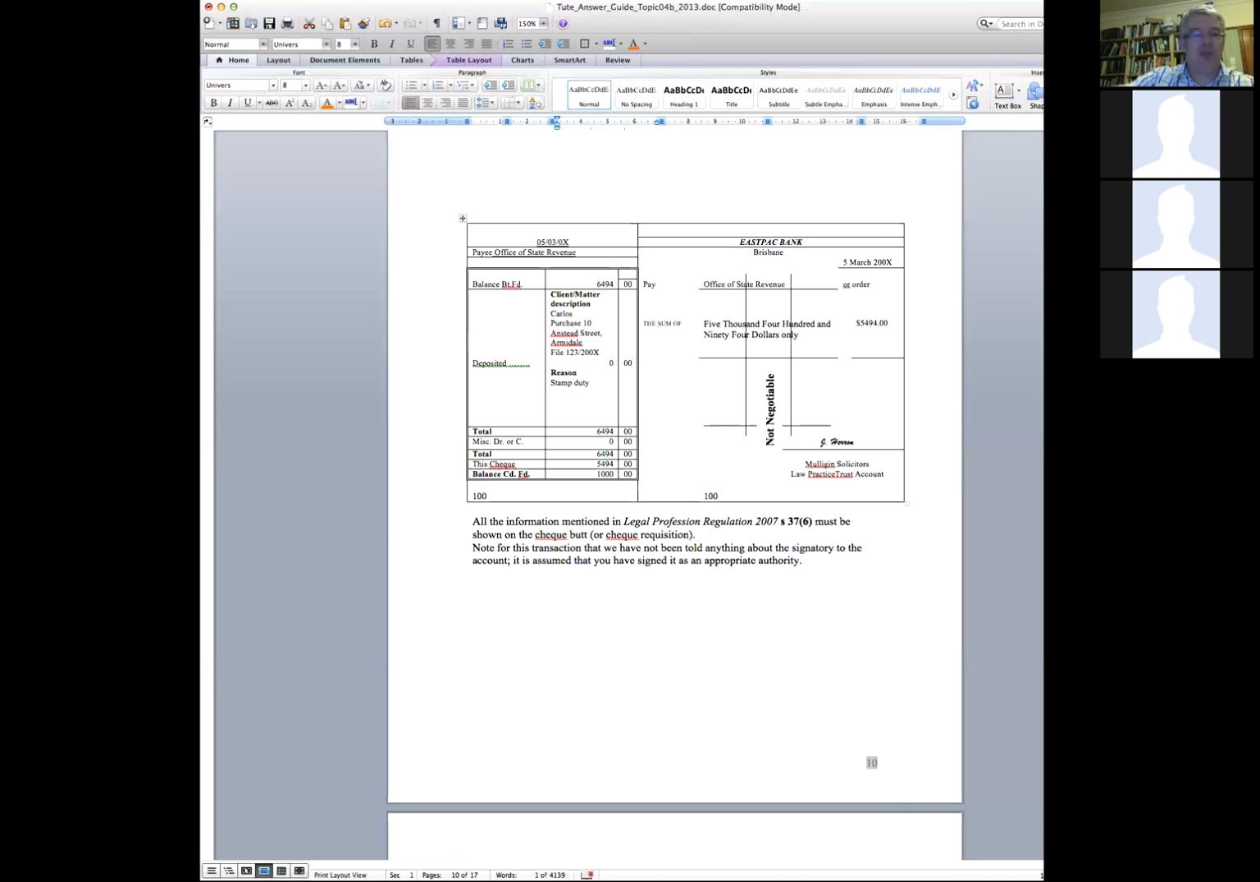There's another example of a check. I don't need to go through that because we've already done it in the first problem. It's a similar sort of thing. You're just asked to do a check for a specific date and a specific transaction, and that's what it is.